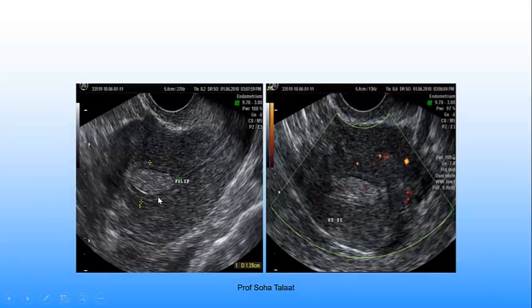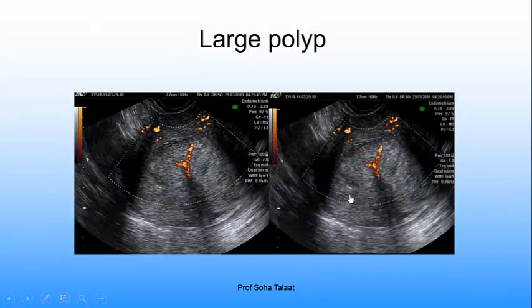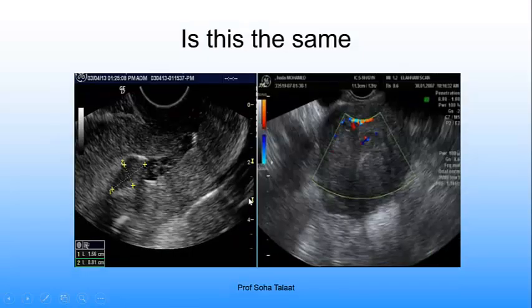Here is another polyp. Here is a focal hyperechoic lesion present, and the endometrium is seen splayed over it. Here there is no typical vascular pedicle sign, but there are fine vessels present inside this polyp. And this is another polyp. This polyp is large, with the vascular pedicle sign also seen on power Doppler. So this is a vascular pedicle sign.